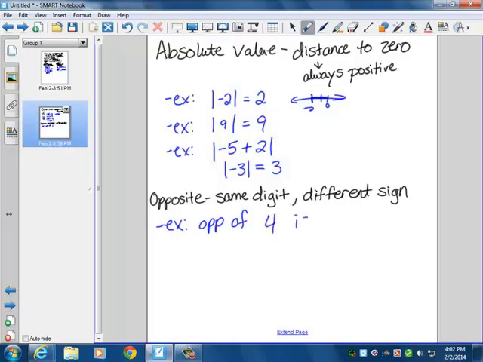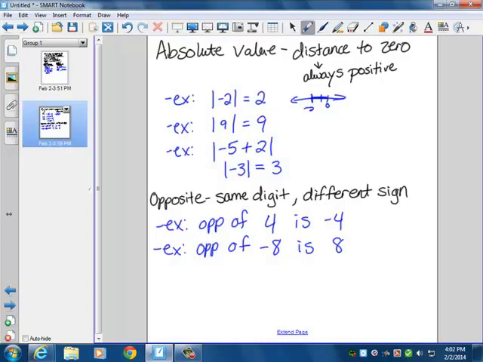So if I wanted to find the opposite of 4, it is -4. Or the opposite of -8, that is 8. So here we have the same digit, but instead of negative, it's positive, or instead of positive, it's negative. So opposite means the different sign.